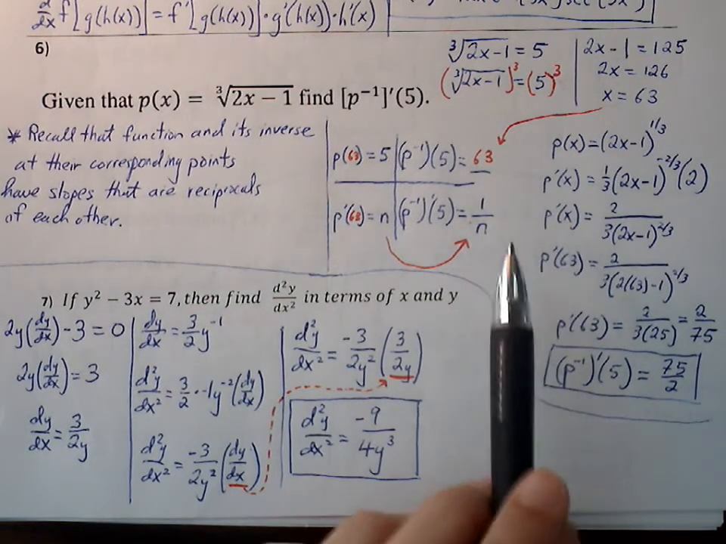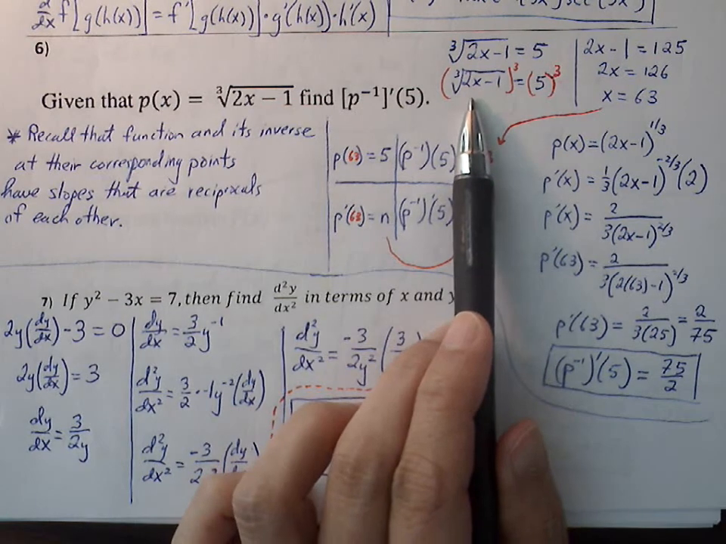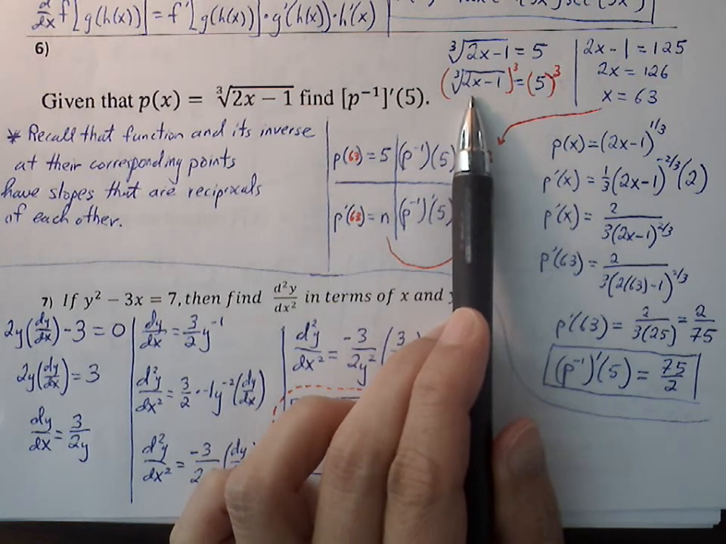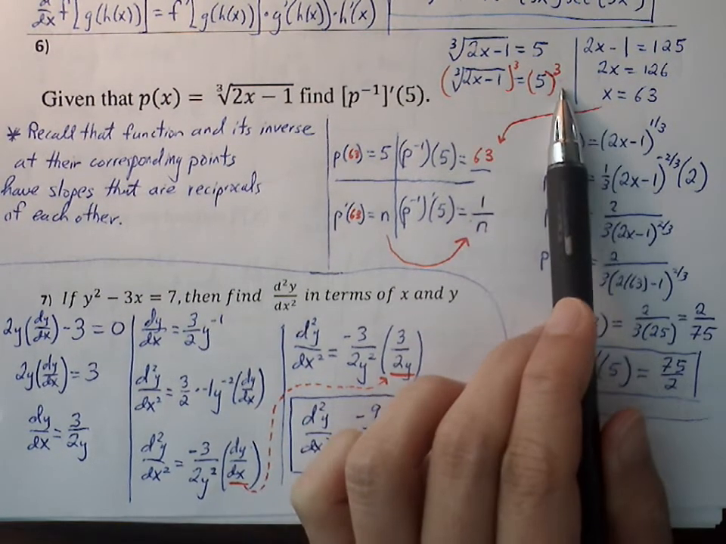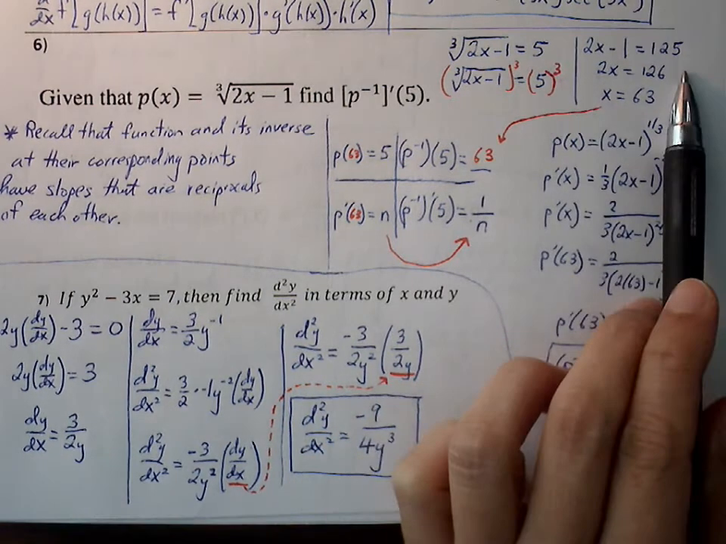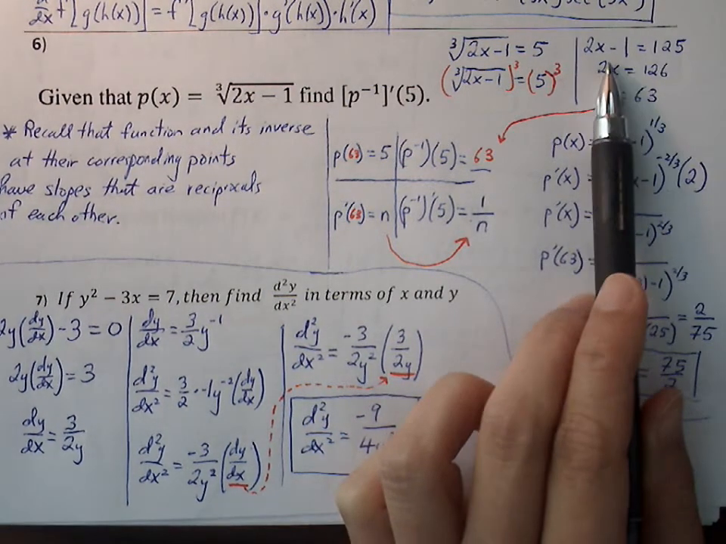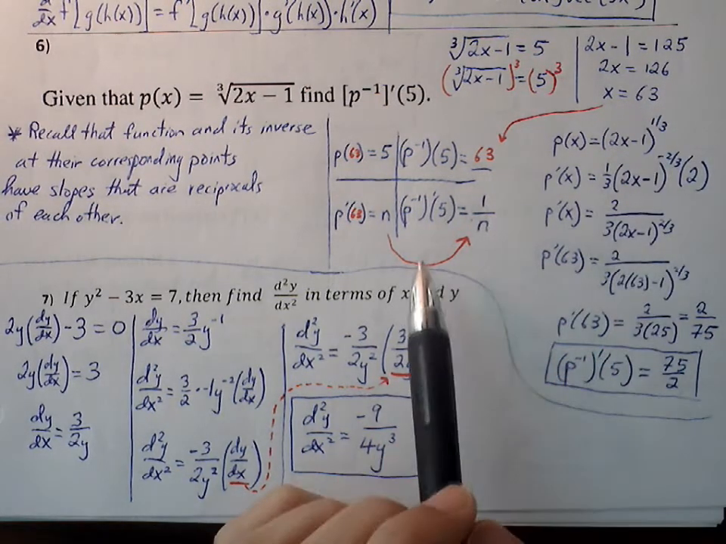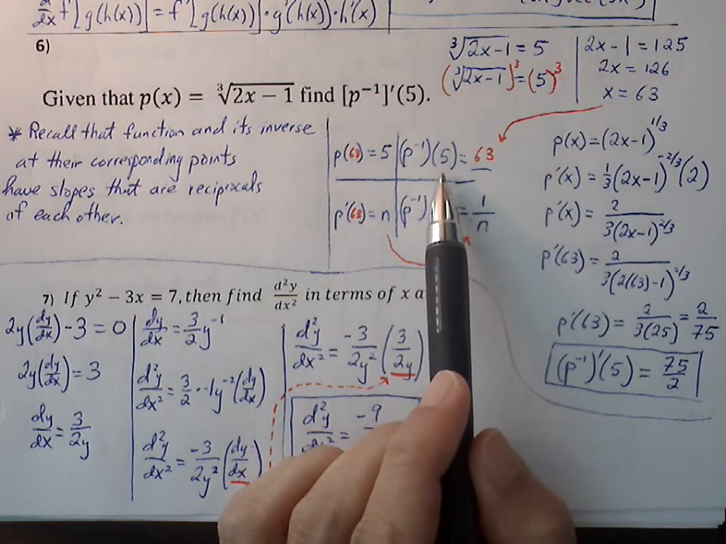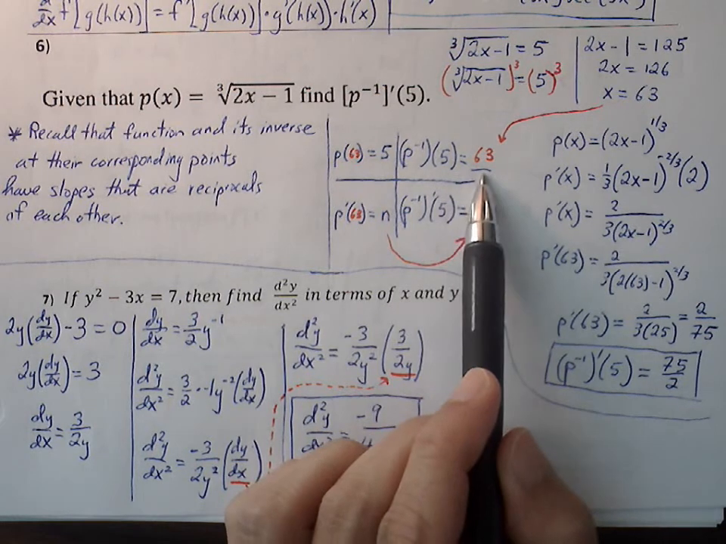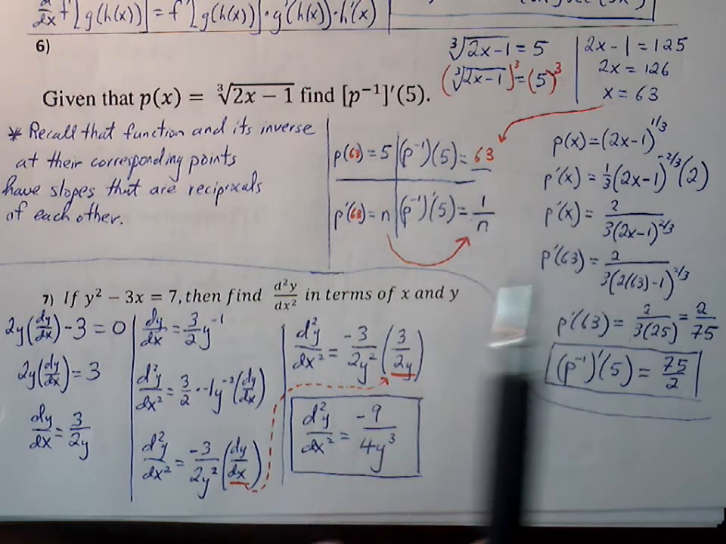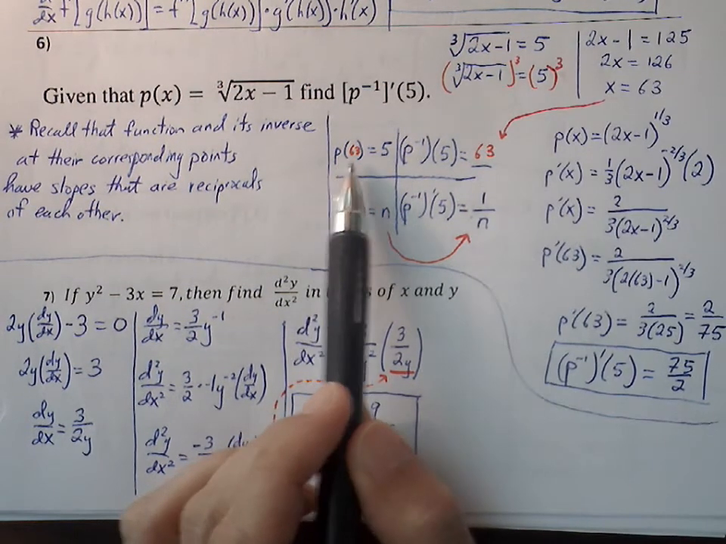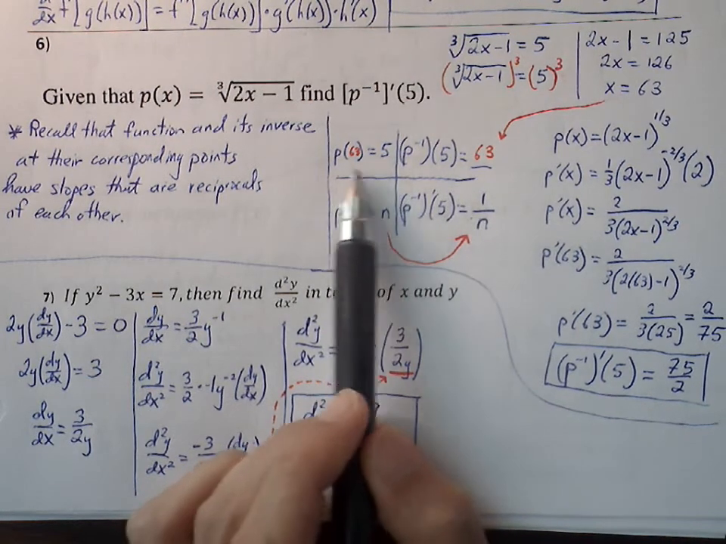Cube root of 2x minus 1 is equal to 5. I'm going to cube both sides to get rid of that cube root. I get 2x minus 1 equals 5 cubed. 5 cubed is 125. Add 1 to both sides, divide by 2, I get x equals 63. So my ordered pair for my inverse function is 5, 63, which means that my original p of x must have an ordered pair that's 63, 5.